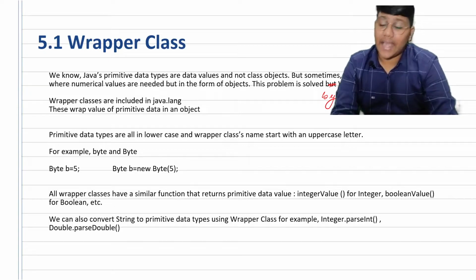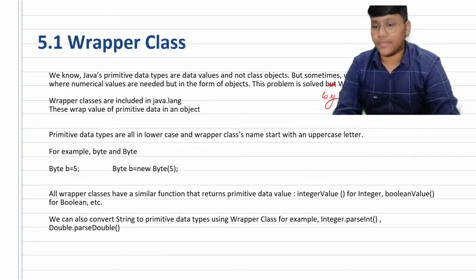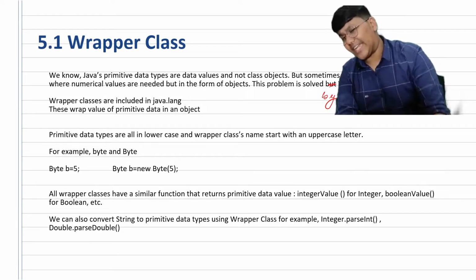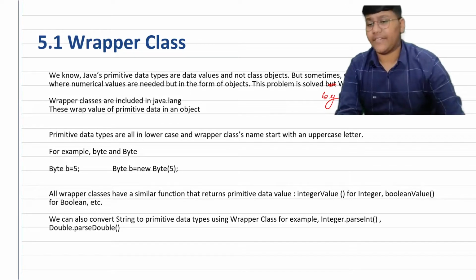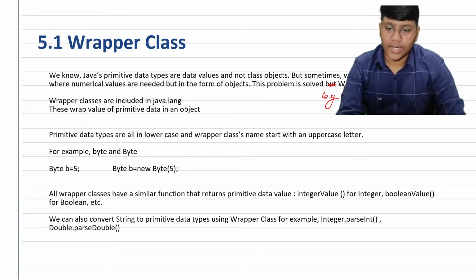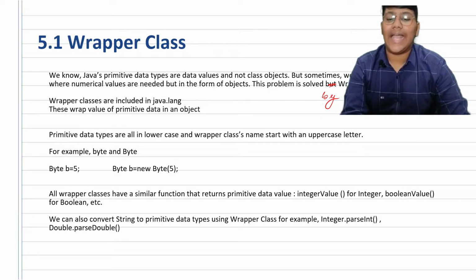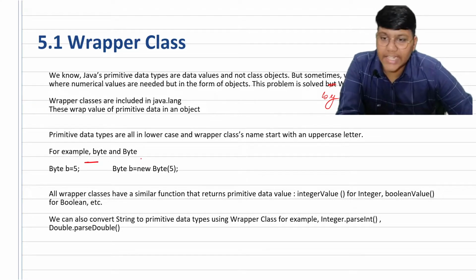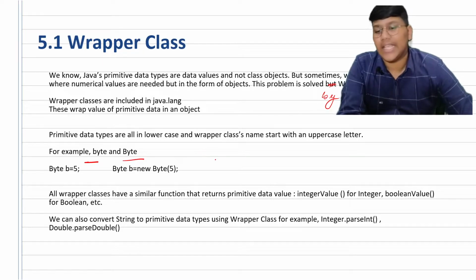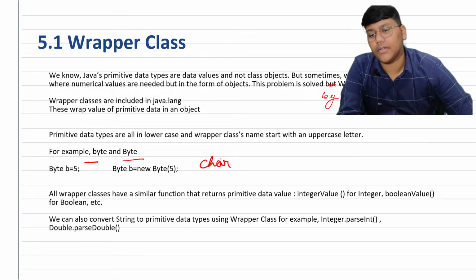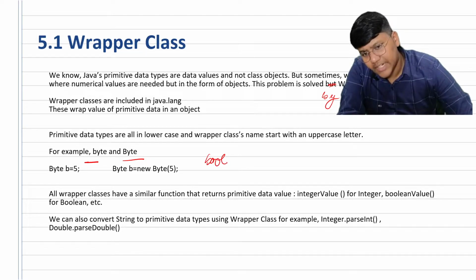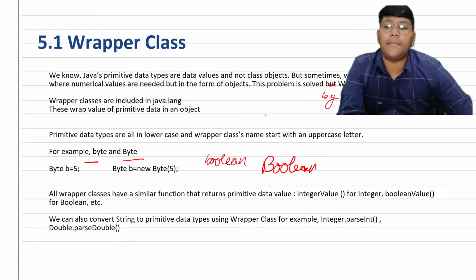And these wrap values of primitive data in an object. The wrapper classes wrap value of primitive data type into an object. Primitive data types are in lowercase, and wrapper class names start with an uppercase letter. For example, if byte is the primitive data type, the wrapper class will become Byte. If boolean is the primitive data type, the capital B Boolean will become the wrapper class.